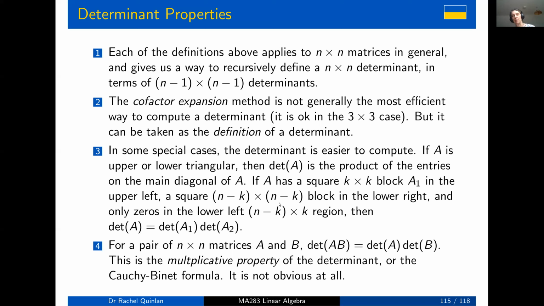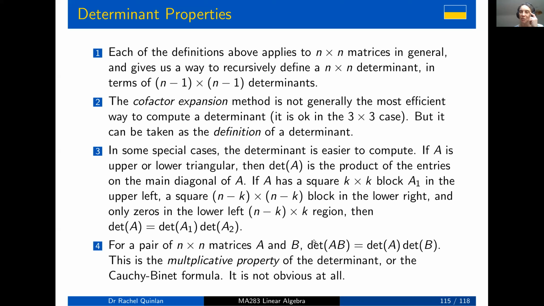Okay, then the fourth property, which is something that's really important and definitely needed all the time, and a really, really useful property of determinants, but not at all obvious, is the so-called Cauchy-Binet formula, or the multiplicative property of determinants. And what it says is that if you have a pair of n by n matrices A and B, then the determinant of their product is the product of their determinants. This is not hard to check for 2 by 2 matrices. Even for 3 by 3s, it's a bit of a chore, but it can be done.